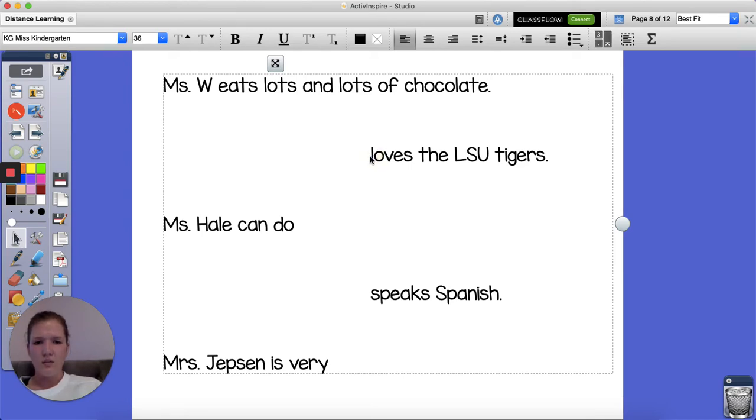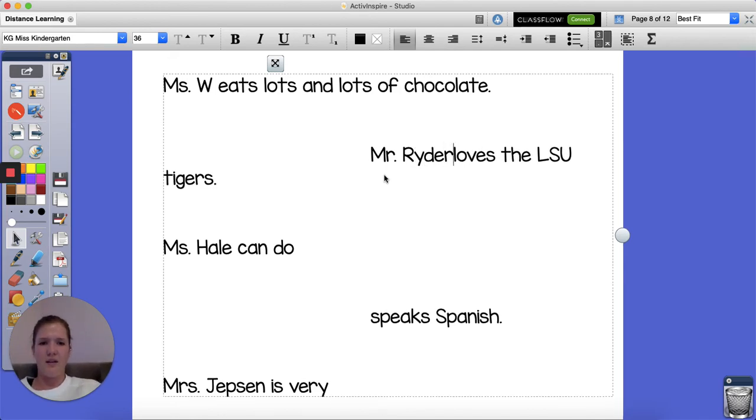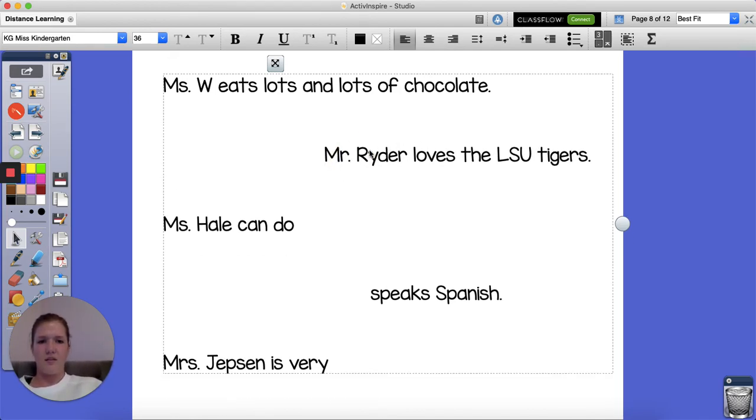Let's go to this one. Loves the LSU Tigers. I bet you have a pretty good idea of who loves the LSU Tigers. But does our sentence tell us that yet? Probably not. So, to make this a complete sentence, I'm going to go ahead and add Mr. Ryder loves the LSU Tigers.